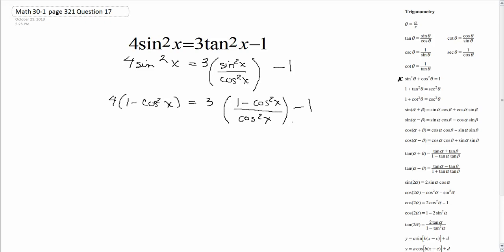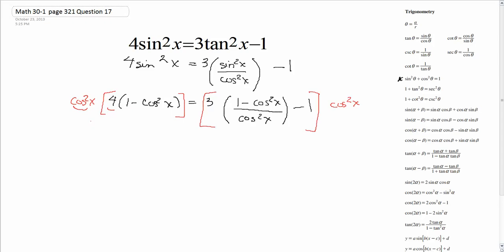Now we can multiply each side of this equation by cos squared x and remove our denominator. So I'm going to multiply both sides of this equation by cos squared x. And you want to be careful when we're doing this that we don't miss any parts out. So notice we've got cos squared x times 4 times 1 minus cos squared x.